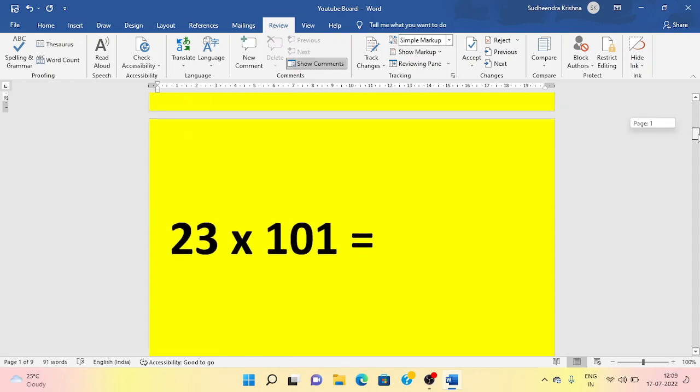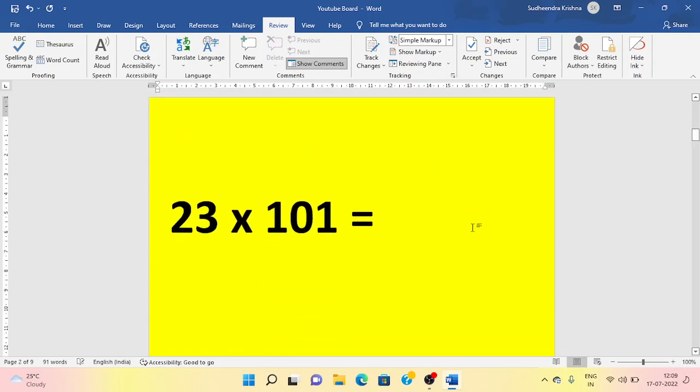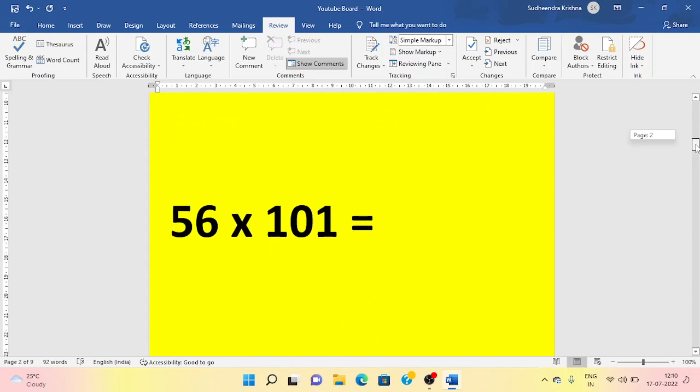Now let us go to the 2 digit number. How to multiply a 2 digit number with 101. Here the 2 digit number is 23. When you multiply 23 with 101, you will get 23 typed 2 times. So 23 into 101 is equal to 2323. It's as simple as that. Now let us go to the next 2 digit number. Suppose 56. 56 into 101 is equal to 5656. It's as simple as this.